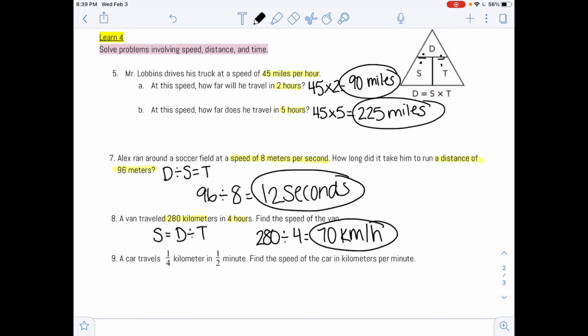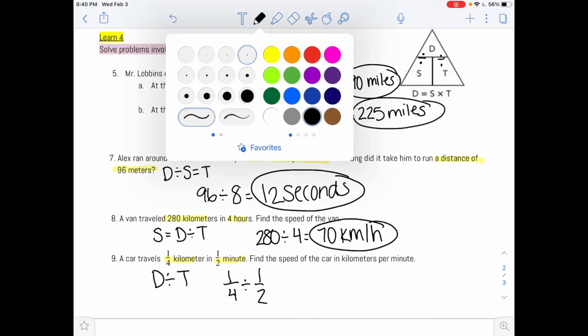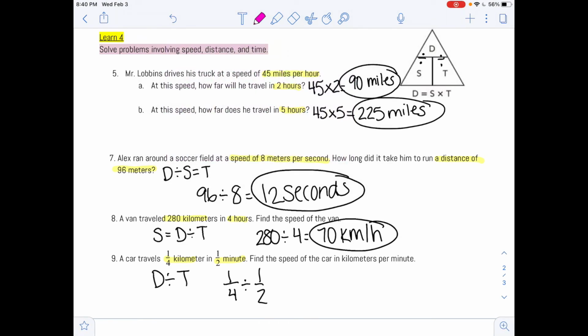In the next one, a car travels 1/4 kilometer in 1/2 of a minute. Again, we're solving for our speed, so we know we have to take our distance divided by time. So I'm taking 1/4 divided by 1/2. We have to remember our dividing fractions rules, our keep, change, flip. We get 1/4 times 2/1. We multiply across, we get 2/4 or 1/2. So the speed is 1/2 kilometer per minute.